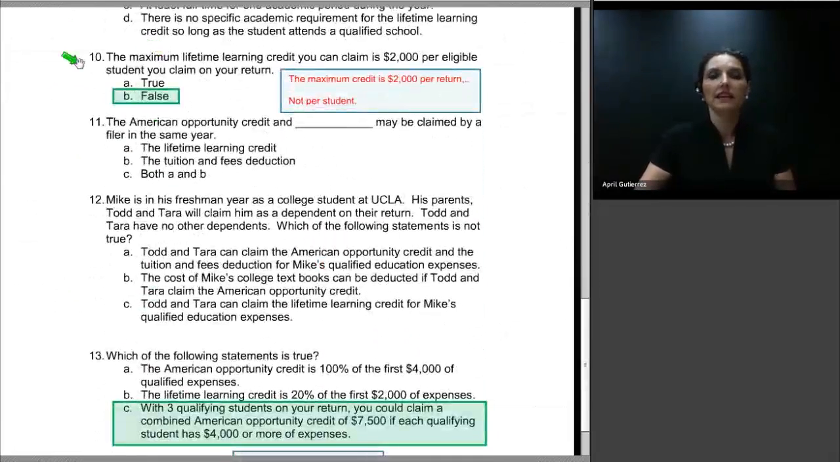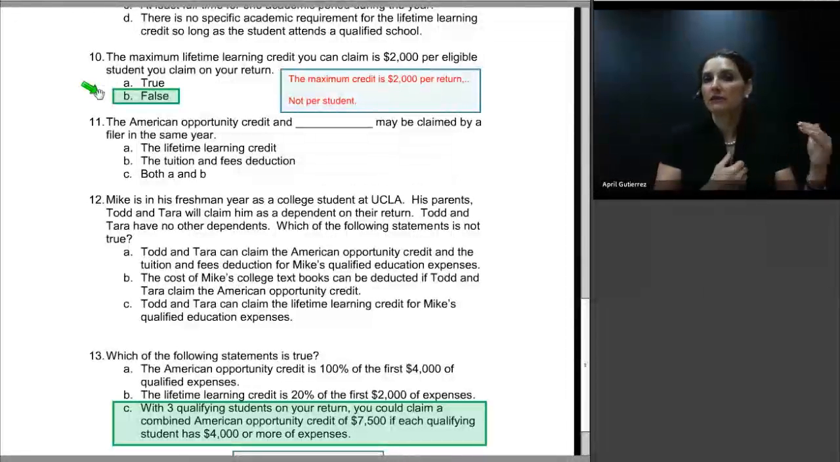The next question in line is question number 10. The maximum lifetime learning credit you can claim is $2,000 per eligible student that you claim on your return. That is a resounding false. Now remember, there are 2 education credits. One is the American Opportunity Credit, and the other is the Lifetime Learning Credit. The Lifetime Learning Credit is a maximum of $2,000 per year, regardless of the number of students for whom you are claiming the credit. There is no maximum number of students on which the credit can be claimed, but there is a total dollar value that is a maximum dollar value, and that's $2,000.